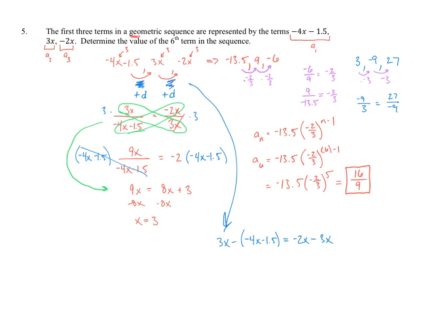So if it's arithmetic, we're going to want to use subtraction because we're talking about a difference between two terms. And if it's geometric, we're going to use division because we're talking about multiplication between two terms, all right? So hopefully that's a good enough example to help you guys with problems like this.